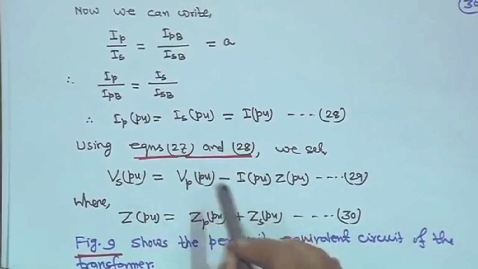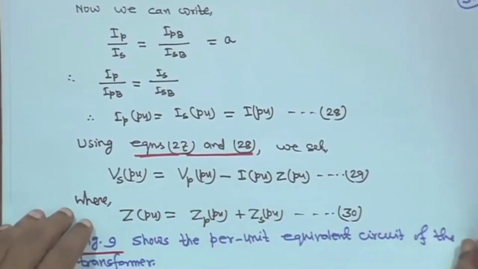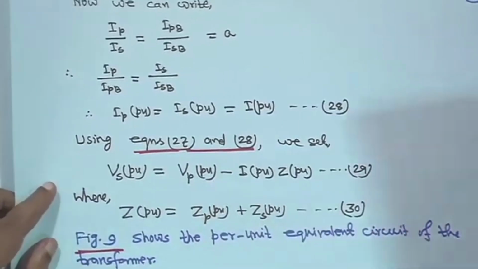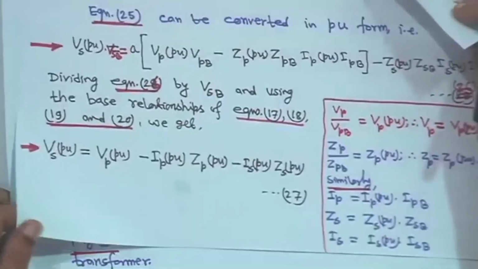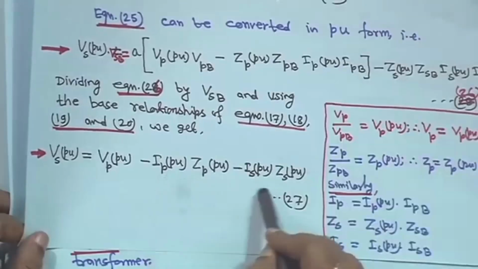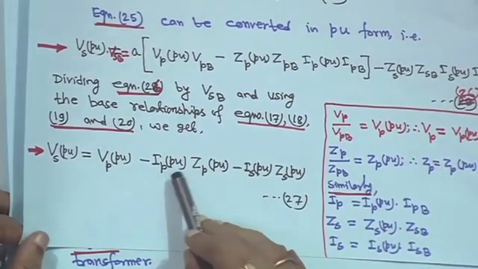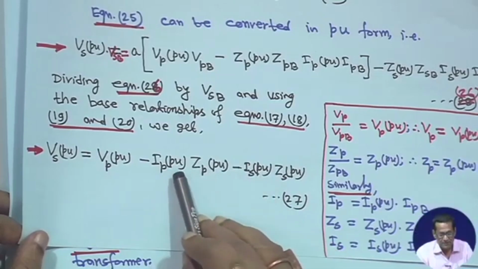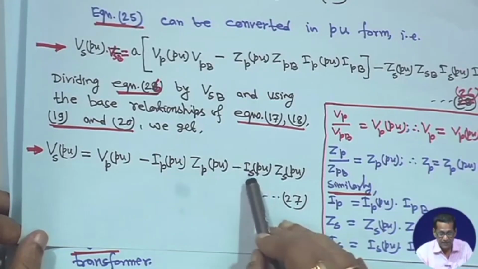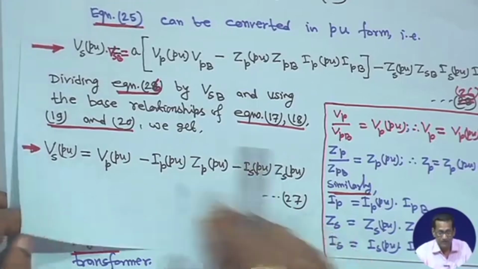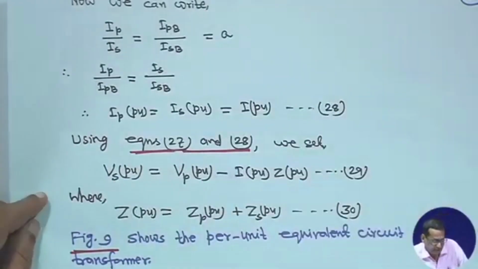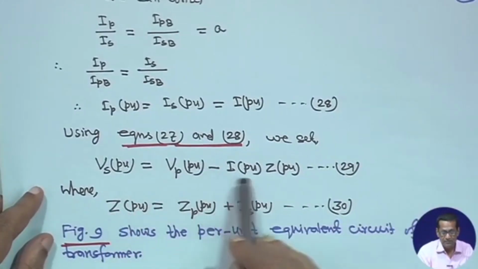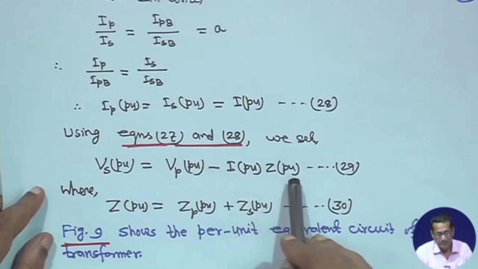Now, using equations 27 and 28, the previous equations, in this equation you put I instead of IP and IS, because IP per unit is equal to IS per unit is equal to I per unit. So this IP per unit is equal to I, and similarly IS per unit is equal to I, both in per unit. Substitute. If you do, then you will get Vs per unit is equal to Vp per unit minus I per unit into Z per unit, right.